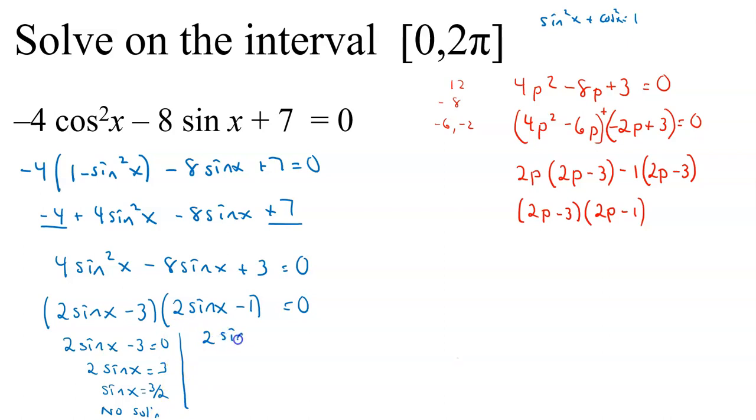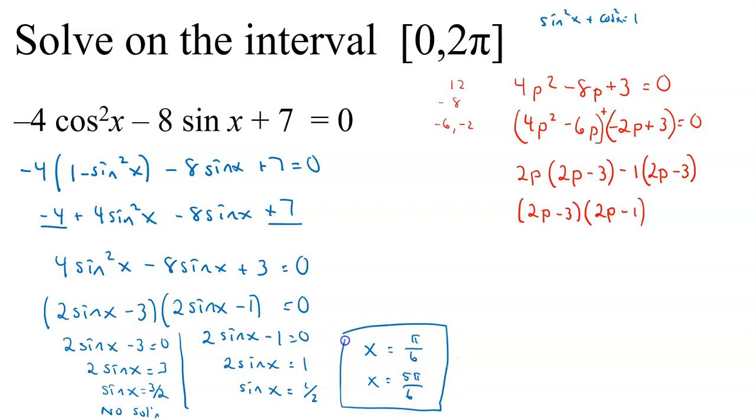What about 2 sine x minus 1 equals 0? That means that 2 sine x equals 1, or sine of x equals 1 half. If the sine of x equals 1 half, there's two places where that happens. One of them is at pi over 6. The other one is at 5 pi over 6.